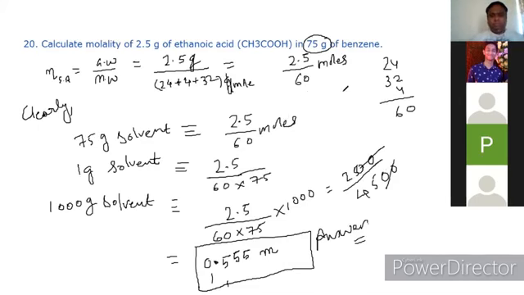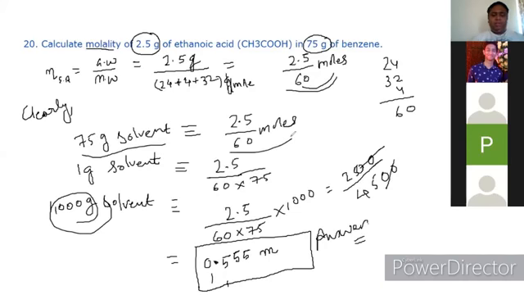Sir, could you please explain this again? Yes. This is given mass. So molality is what? Molality means number of moles in 1 kg of solvent. Solvent's weight is given. From the given weight, we can find out the number of moles. So from the question, we know that 75 gram of solvent contains this many moles. So 1 gram solvent will contain, divide both sides by 75. 75 by 75 will become 1 gram. This side 75 will come.